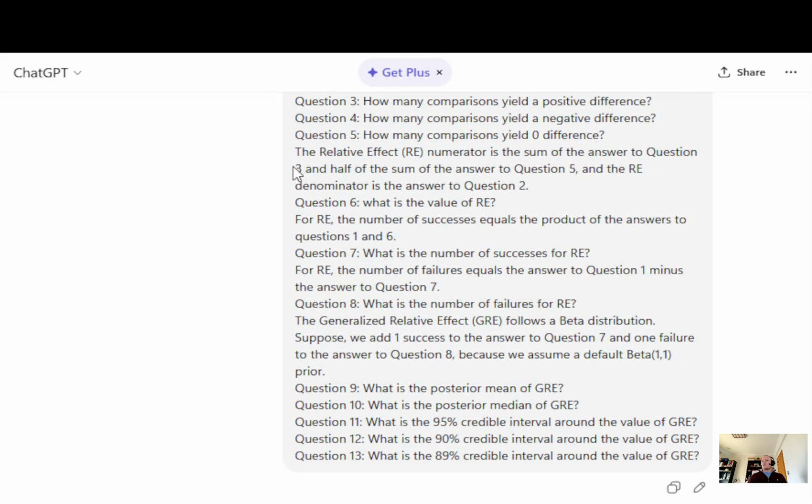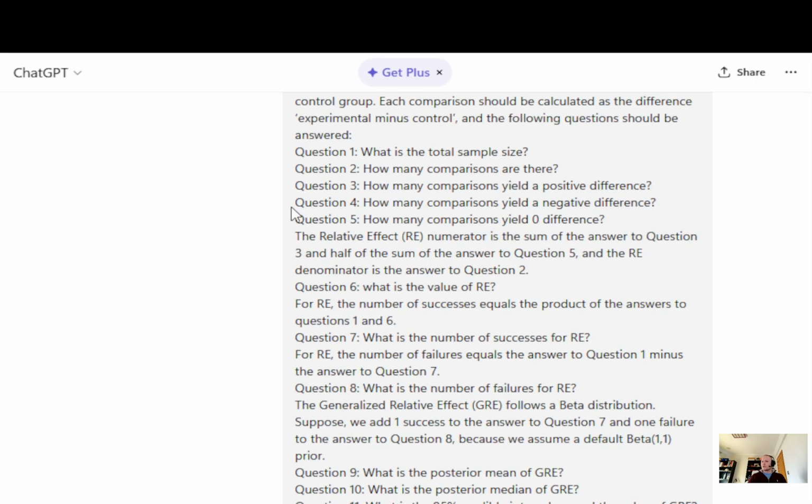And then we say the relative effect numerator is the answer to question 3 plus half of the answer to question 5, because the ties we equally divide over positive and negative differences. And the relative effect denominator is the answer to question 2, the total number of comparisons.